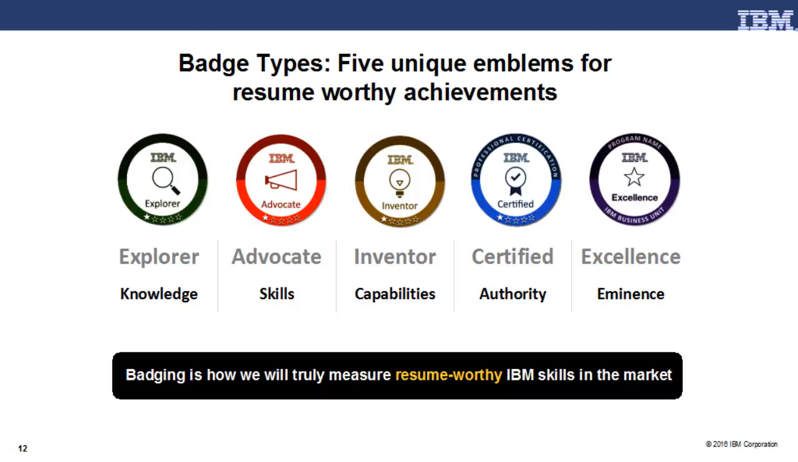Students, for example, can just learn about a subject and be able to converse about what it is and earn an Explorer badge. If they use a technology, then they can earn an Advocate badge. And if they build something with the technology, like develop a cognitive application or a cognitive business case, then they can get an Inventor badge.